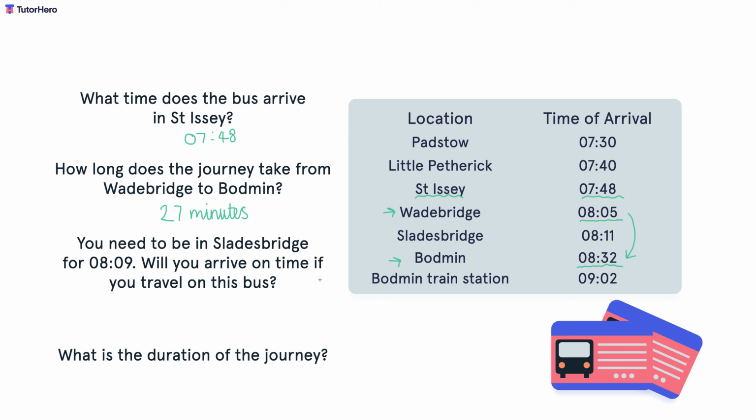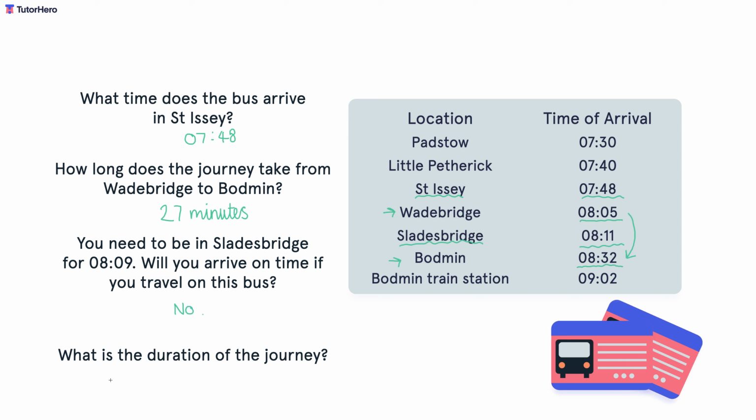Will you arrive on time if you travel on this bus? So Sladesbridge is here, and the time of arrival in Sladesbridge is 8:11. Now we need to be there for 8:09, and 8:11 is after 8:09. So if we travel on this bus, we will not be in Sladesbridge for 8:09.